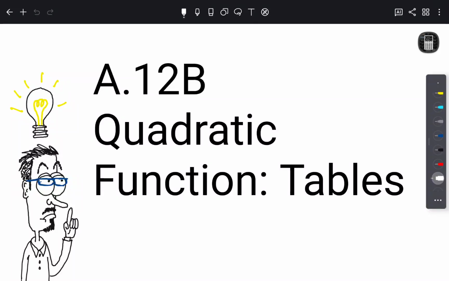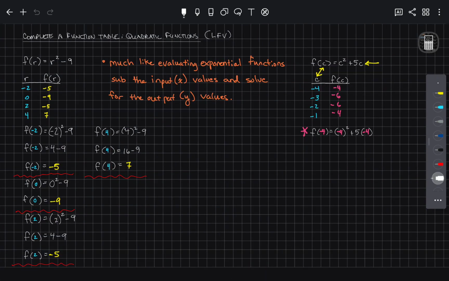Quadratic functions with tables. So evaluating a quadratic function that's in a table. You're going to be given a function and it's going to have something raised to a power, and then you're going to have to plug in the numbers that are given to you, which are typically your x values, then you'll output your y values.